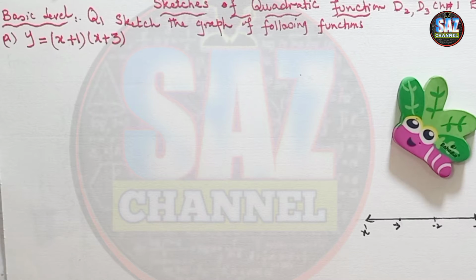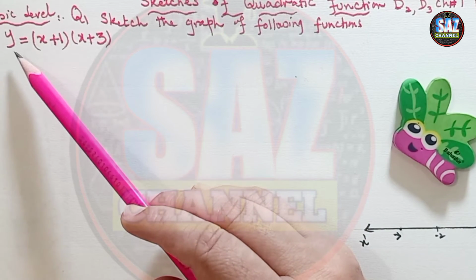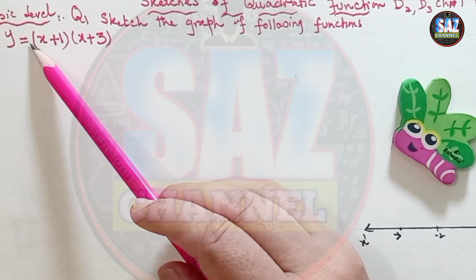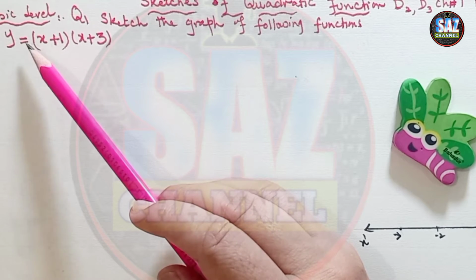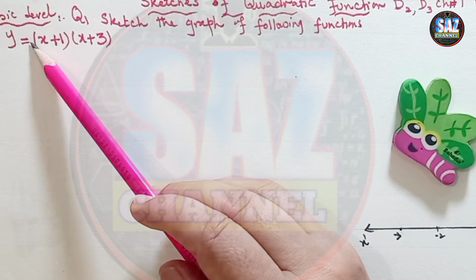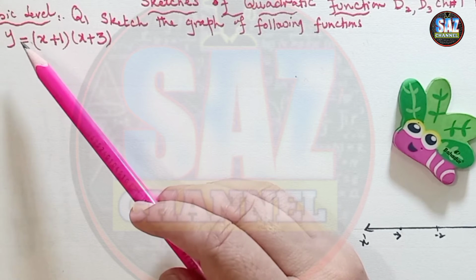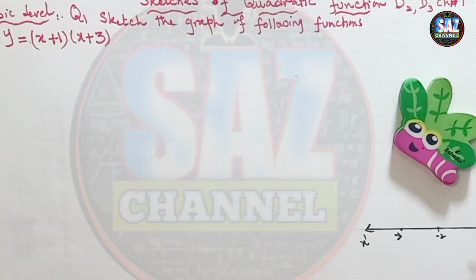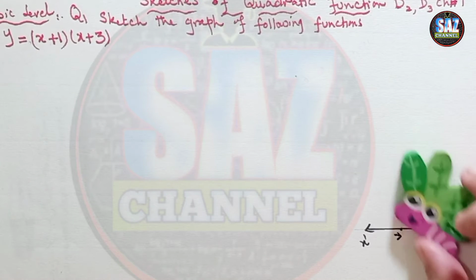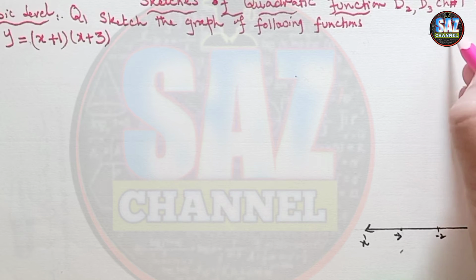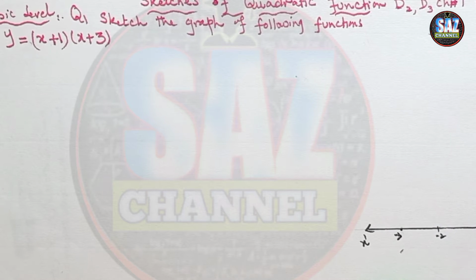Okay, if we recall the previous lesson, for the sketching of the quadratic graph, step 1 was that we have to identify the coefficient of the square term, and we have to decide whether the coefficient of the square term is positive or negative, and we have to decide about the opening of the graph. As the coefficient of the square term is positive, the graph will have the opening upward. This step we have to do in our mind only.